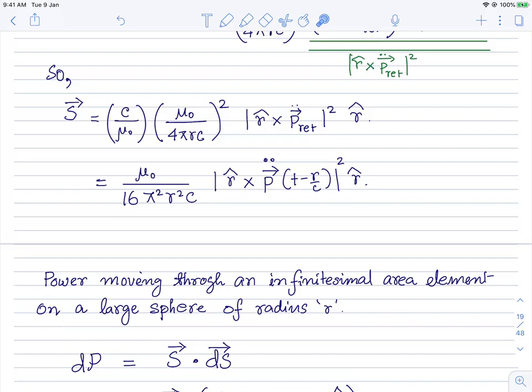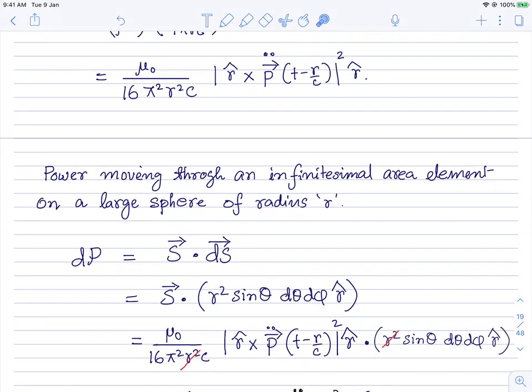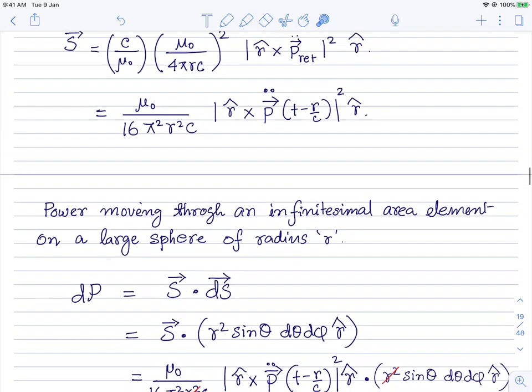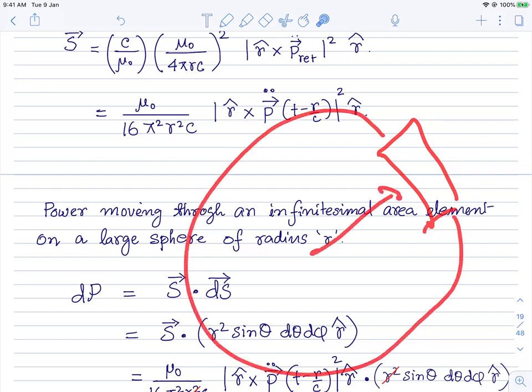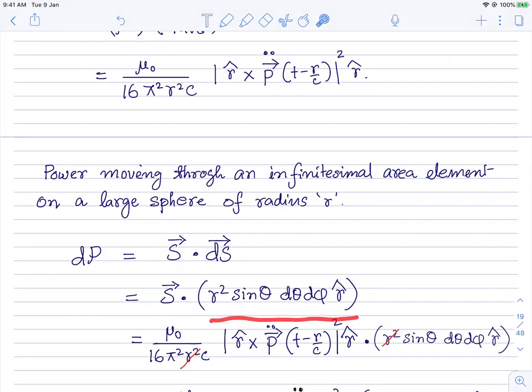So basically, this is the same drill, and if we now integrate this, let's say for an infinitesimal element on a sphere of large radius. Okay, so here some dipole is oscillating. We try to find it on some infinitesimal element. That infinitesimal area element is given by this object here.